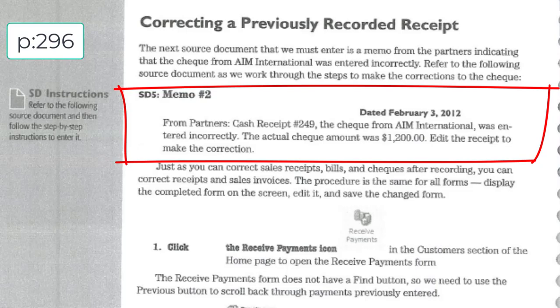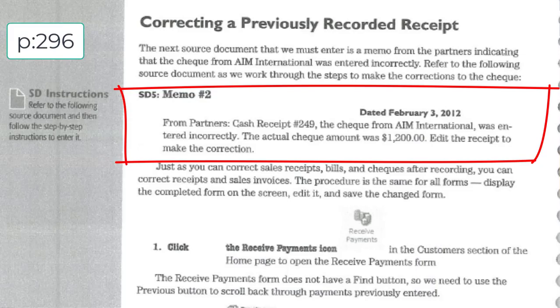Memo 2. From partners, cash receipt 249. The check from AIM International was entered incorrectly. The actual check amount was $1,200. Edit the receipt to make the correction. Somebody was asking how to correct it if you made a mistake, right? Yes, that one is yes.